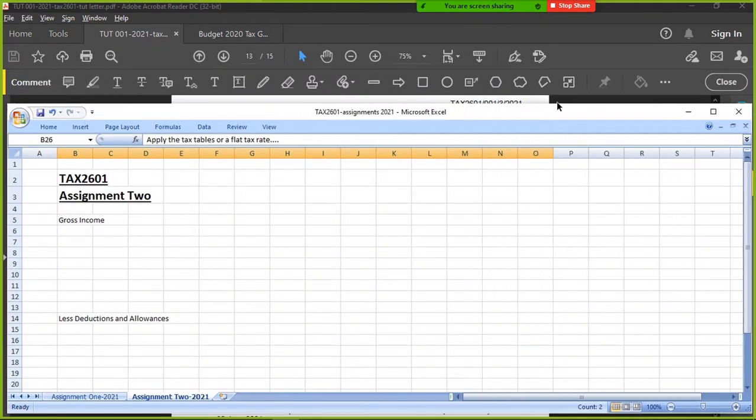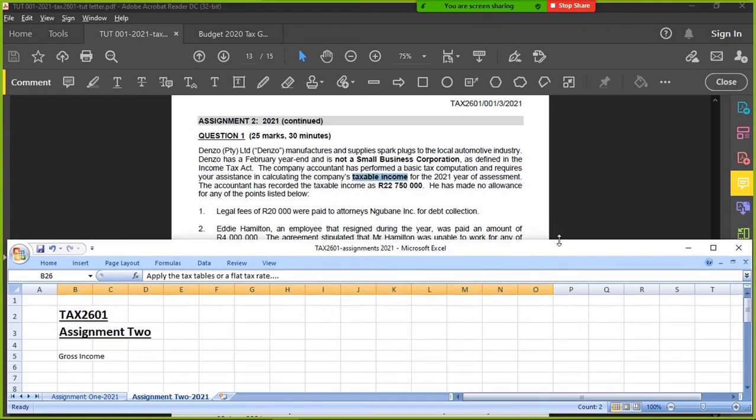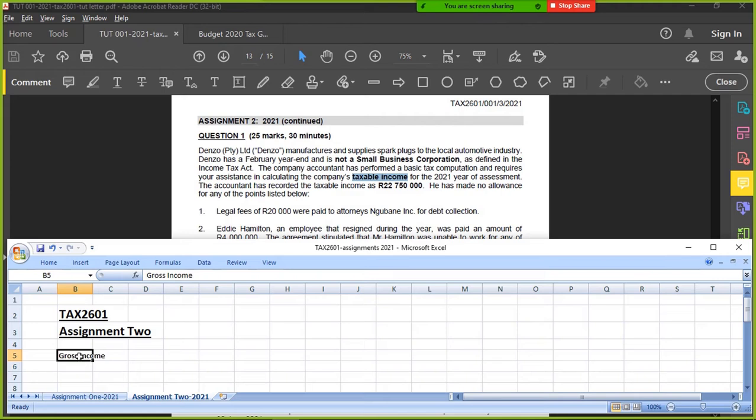So let's do this, at least then I can also write things in as we go. Okay, so taxable income for the 2021 tax year. The accountant has recorded the taxable income as, okay, so you've got something to start with. He has made no allowance for any of the points listed below. Right, so as part of gross income, you can put a working figure that will be adjusted. Okay, so in other words, taxable income before adjustments. Okay, other stuff. Right, so obviously these are a few other things that you need to take into consideration, but at least we're starting with something.